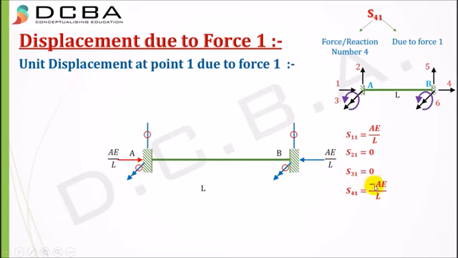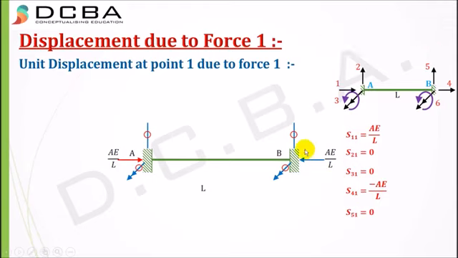Hence we have to write it as minus AE by L, as it is not in conformation with the positive forces. It is opposite to the positive force, and anything that is opposite to positive is obviously negative. Hence the reaction at number 4 is minus AE by L. S41 is minus AE by L.